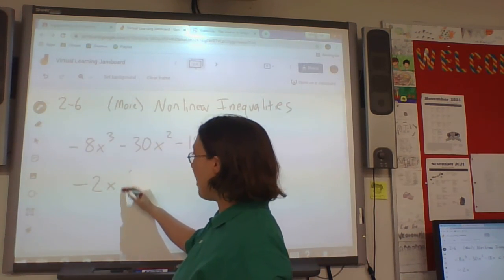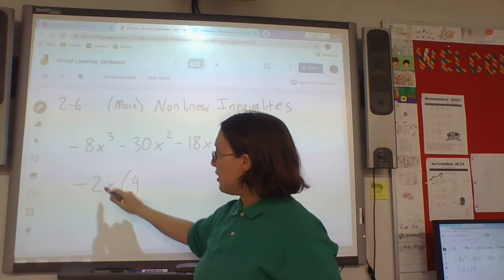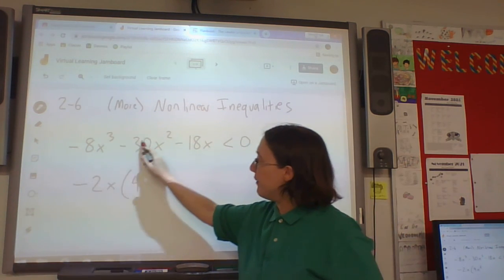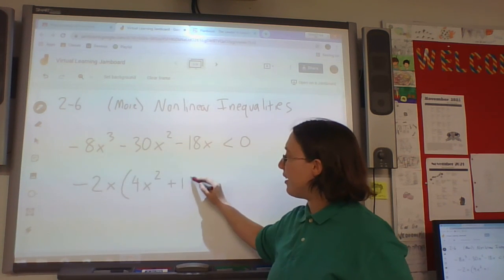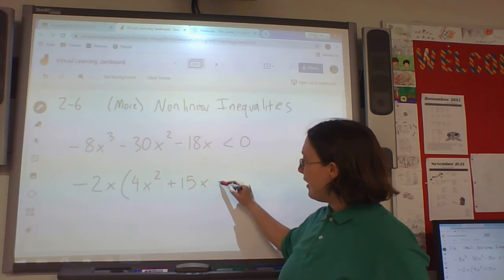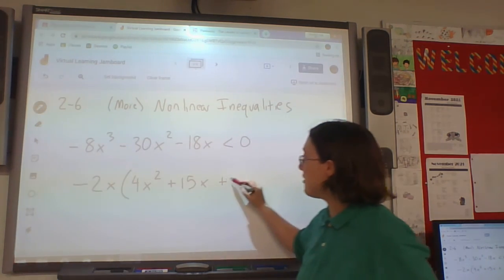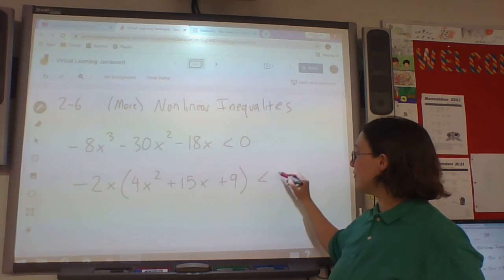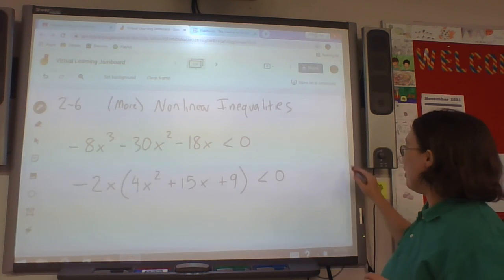So if we take a negative 2x out of everything, negative 8 divided by negative 2 is a positive 4. If we take an x out of our x cubed, we've got an x squared. If we take a negative out of our negative 30, we've got a positive. 30 divided by 2 is 15. And then x squared divided by x is another x. And then again, your two negatives give you a positive. 18 divided by 2 is 9. And that x just went here, so now we just have a 9. Okay, so that makes this a little bit nicer to deal with.